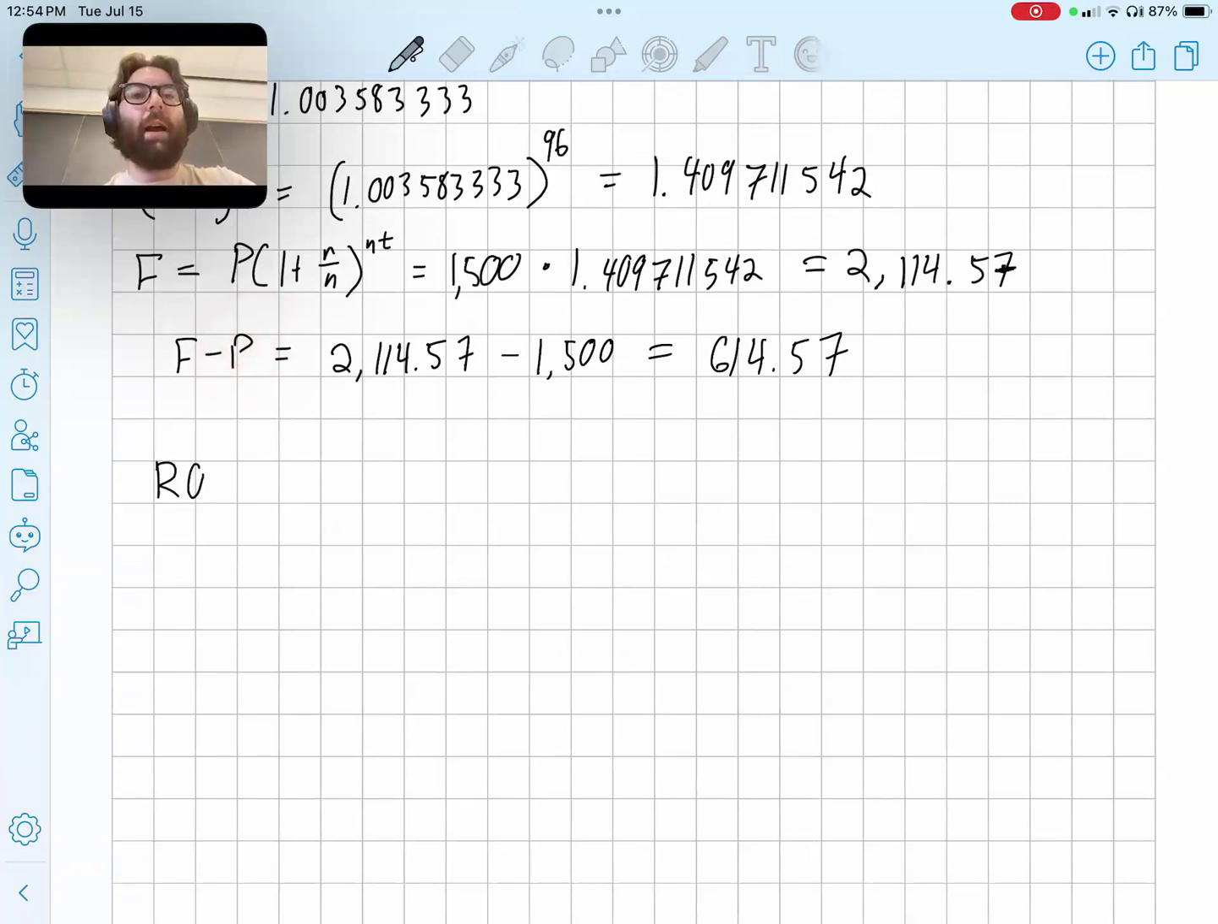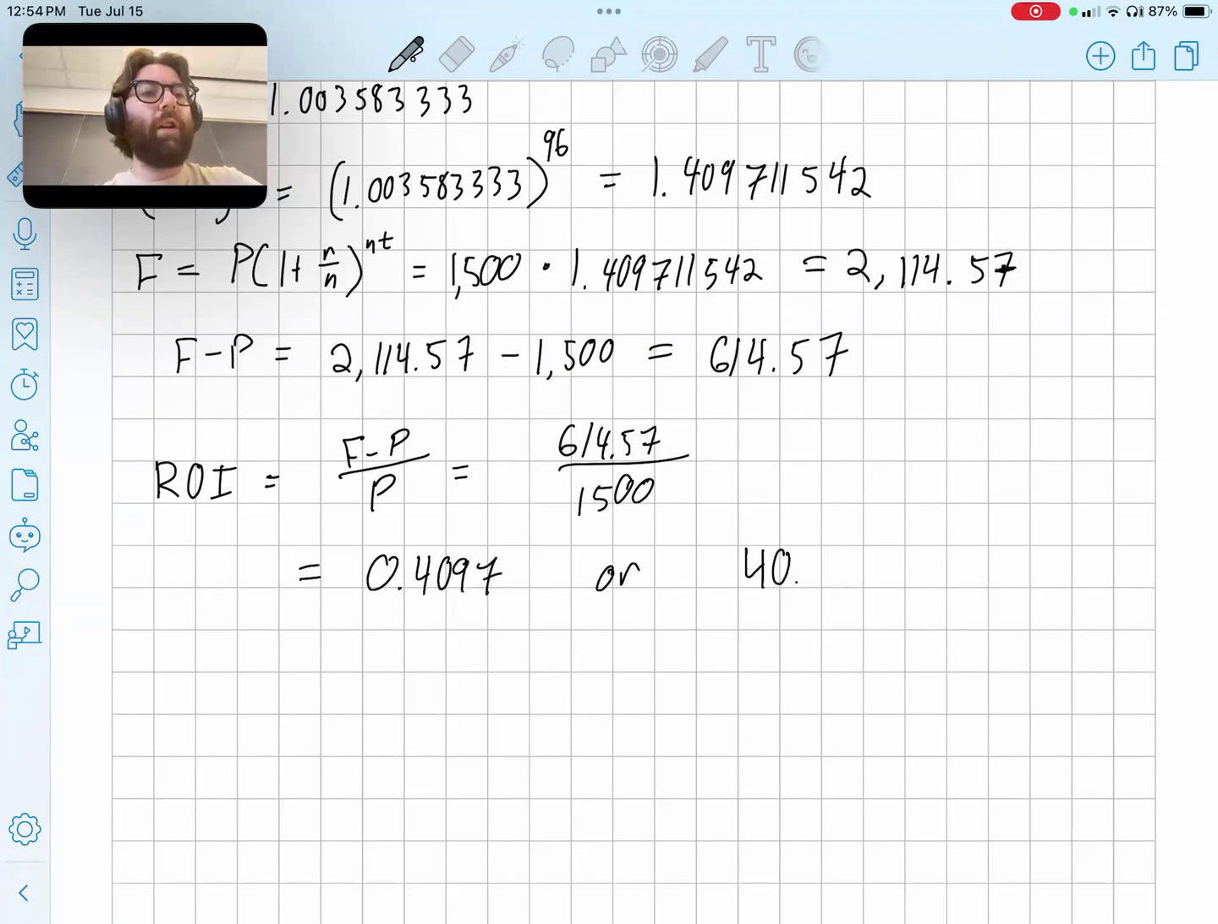And now we're going to express this as a percentage of our initial investment P. So we get ROI is equal to F minus P over P, which equals 614.57 over 1,500. And this is approximately 0.4097, or 40.97%. So this is represented as a decimal, and this as a percentage. So that's a 40.97% return on investment, which is pretty high.